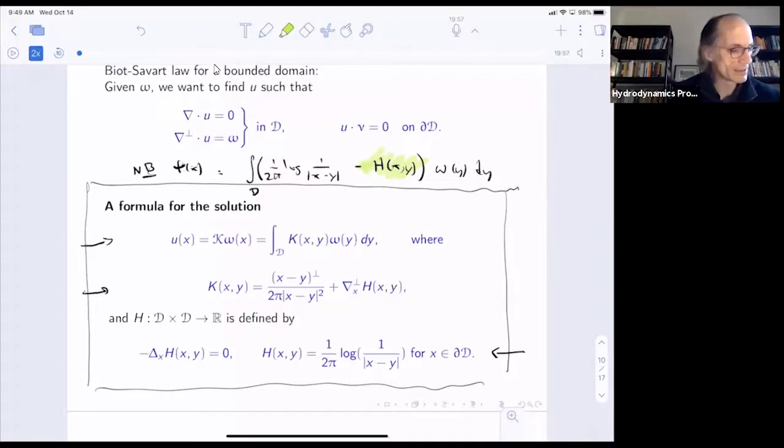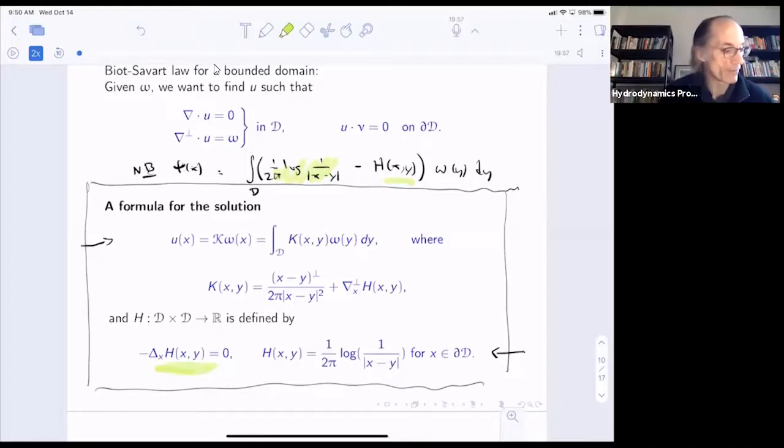Now I want to add on something that will preserve the Laplacian, but change the boundary conditions. So I add on an h, and I want to be able to take the Laplacian in the x variables. Let's focus on the h piece. I want the Laplacian of this thing to be 0, and that will happen if the Laplacian in the x variables of this is equal to 0. Then I can differentiate under the integral sign. That's all cool. And I also want the boundary values to equal 0.